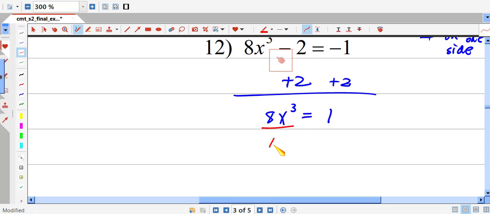Now I'm going to divide by 8. So I'm up to x cubed equals 1/8. So the reverse of cubing something is taking the cube root. So I'm going to take the cube root of both sides.